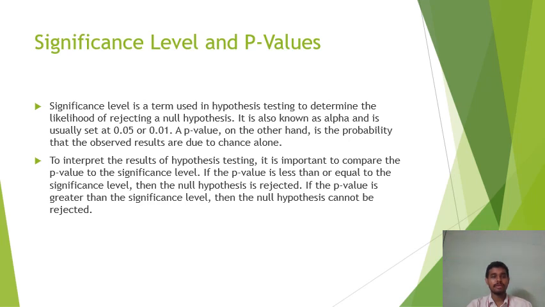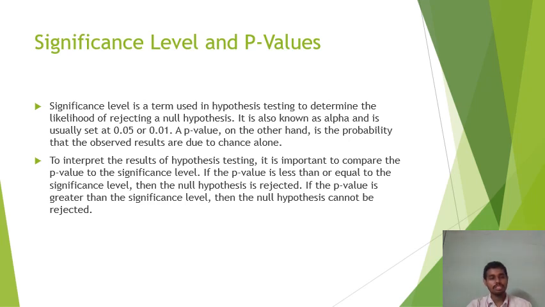Significance level and p-values. Significance level is a term used in hypothesis testing to determine the likelihood of rejecting a null hypothesis. It is also known as alpha and it's usually set at 0.05 or 0.01. A p-value, on the other hand, is the probability that the observed results are due to chance alone.